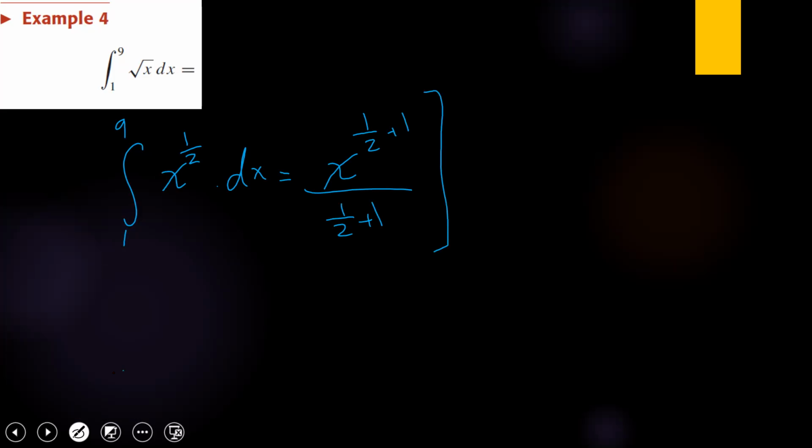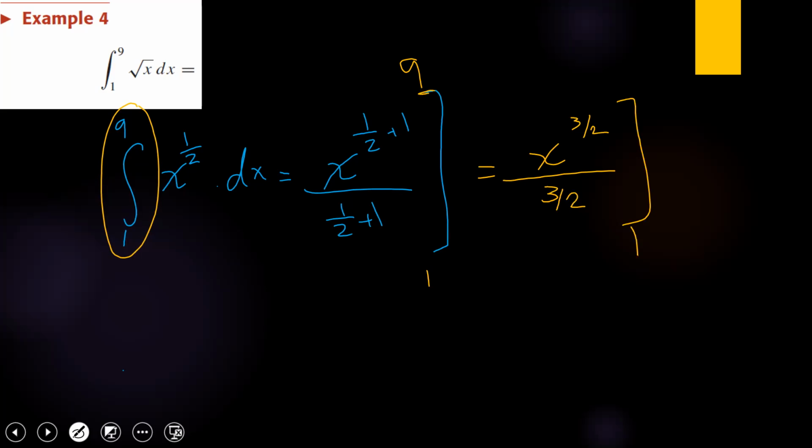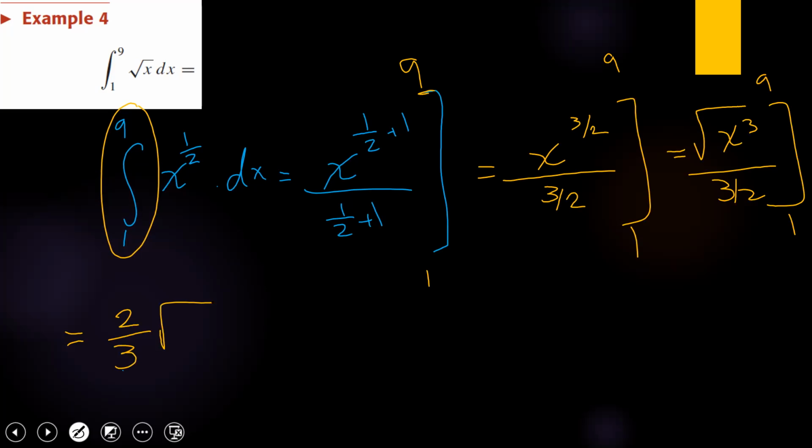Then after I integrate, I will convert this sign to be written as this sign here, from 1 to 9. That means it's ready to evaluate. So now we have x to the power 3 over 2, over 3 over 2, from 1 to 9. Then we can write it as square root of x cubic over 3 over 2 from 1 to 9. And then after cancelling, it is 2 over 3 of square root of x cubic from 1 to 9.